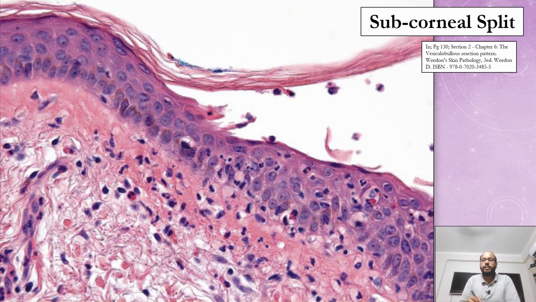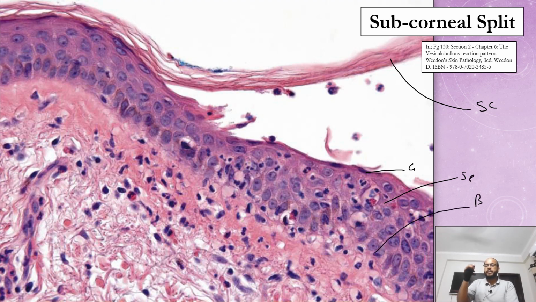In subcorneal split, see the uppermost layer or the roof of the split is of stratum corneum. There is no nucleus in that layer, while all the other layers of the epidermis, that means the granular layer, the spinosum layer, and the basal layer, are below the split. If this is the stratum corneum, this is the granular layer, this is the spinous layer, and this is the basal layer, the split has happened below the stratum corneum, and that is what is known as subcorneal split.